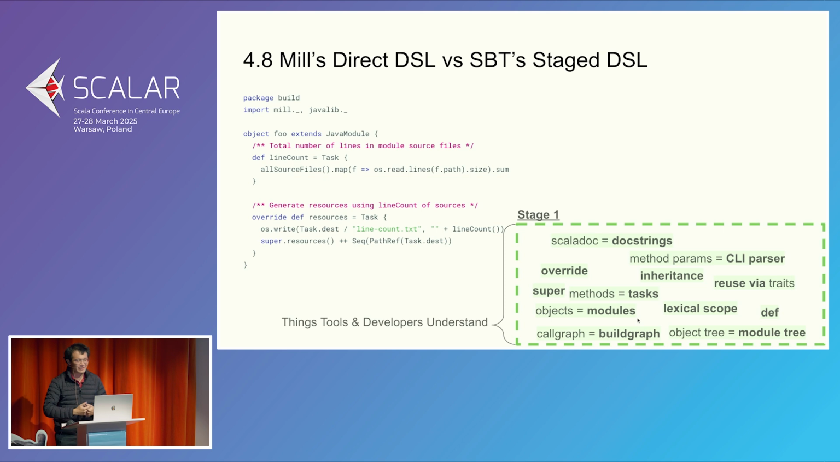So Mill pushes very hard to squeeze it all into Scala syntax. So Scaladoc are doc strings, methods are tasks, objects are modules. You know how those things work. The call graph is your build graph. So all of these things not only make it easy for developers, all of you who already know Scala, you already know how these things work. It also makes it very easy for the IntelliJ IDE or VS Code IDE to understand, because VS Code understands Scala. Well, this is Scala, so it can navigate around the build graph just like it navigates around the method call graph of any application code base.